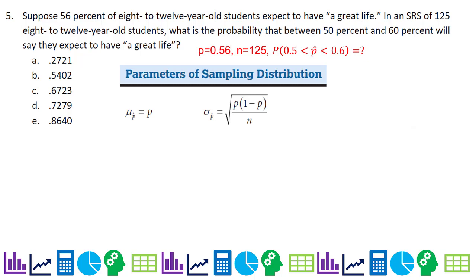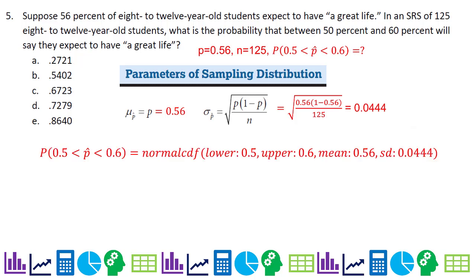So I'm using the sampling distribution, which is on your math chart, and I know that p is 0.56, and then I can substitute in here and say 0.56 times 1 minus 0.56 divided by my sample size, which is 125, and I get my standard deviation. Then I can go ahead and calculate the probability using normal CDF.